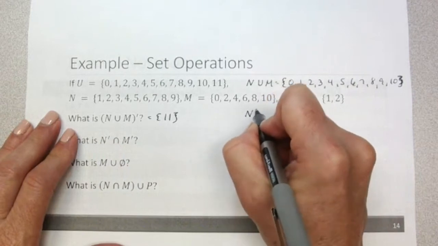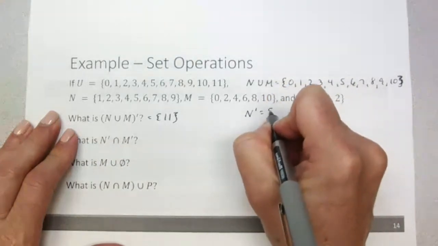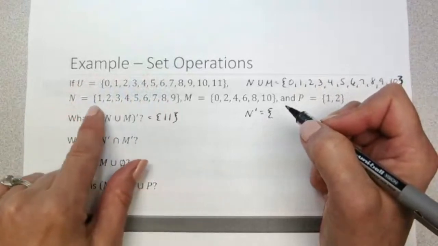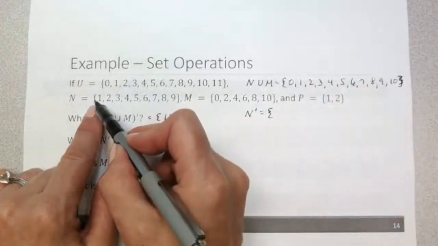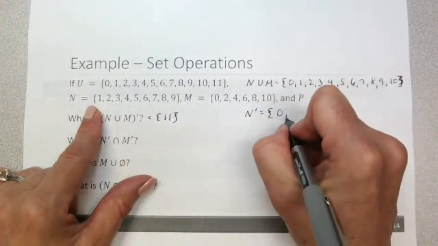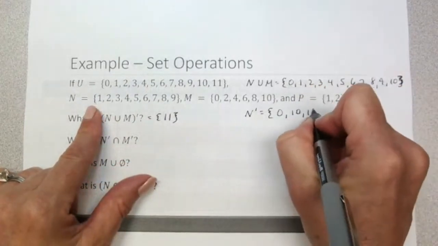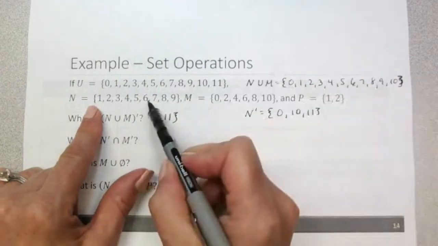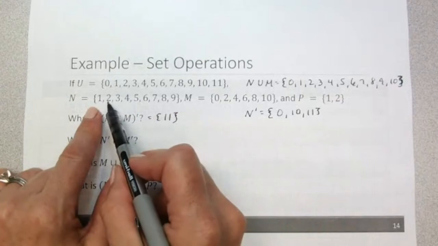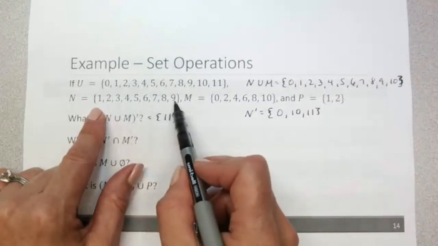Let's just say the complement of n, all right? We want everything that's in the universal set but not in set n. Looks like we've got 0 and 10 and 11. That's all that's in there. Okay, 0, 10, and 11 are the only elements of the universal set that are not in set n.